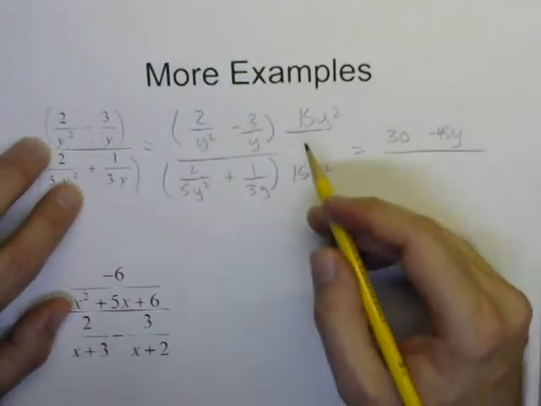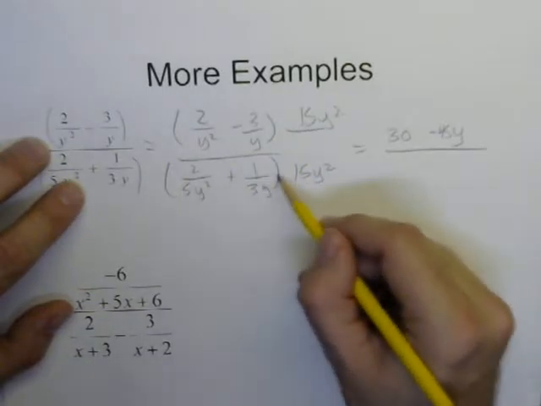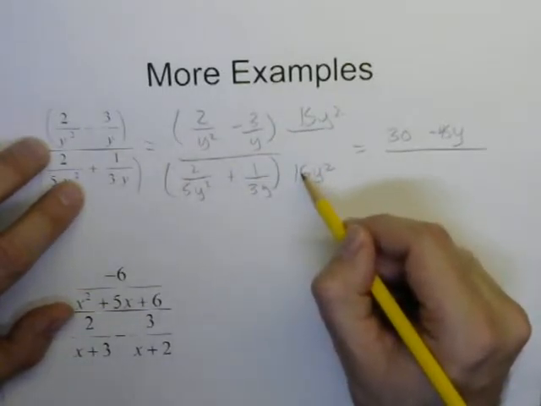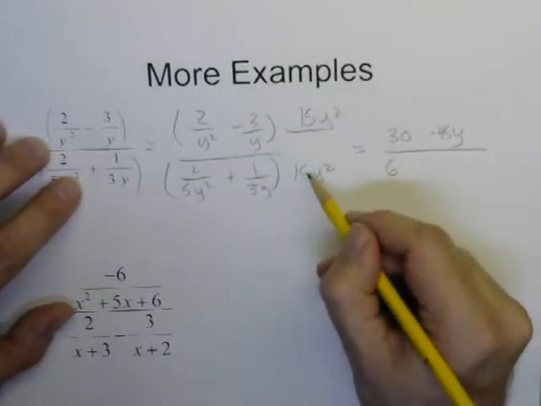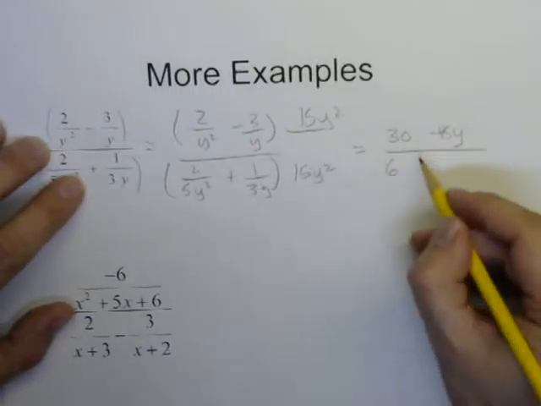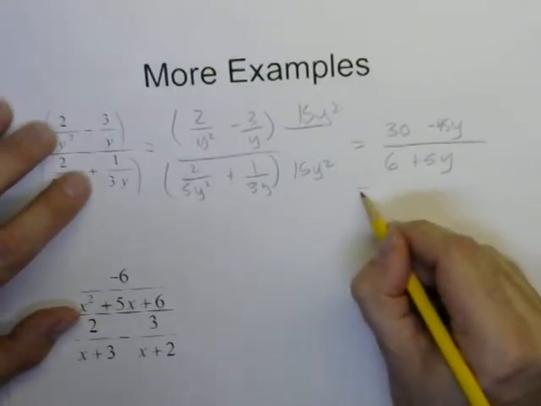And then on the bottom here, the y squared will cancel with the y squared, 5 will cancel with the 15 there, so that will give me 3 times 2, so that'll give me 6. Same thing here, 3 goes into 15 5 times, so I'll get plus 5y. And then, again, don't forget to reduce.